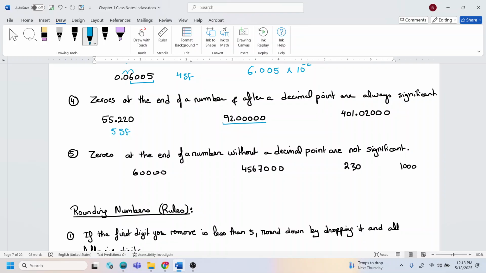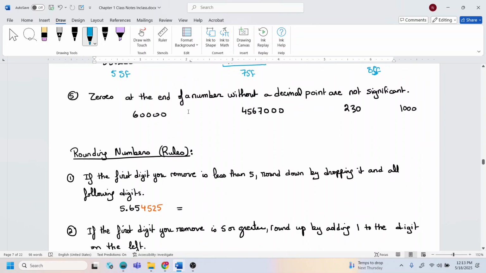So a 92.0000 is precise. It's more precise than just 92. So these are all significant. So this is 7 sig figs. All of those are significant figures. So that is going to be 8 significant figures. Zeros at the end of the number.